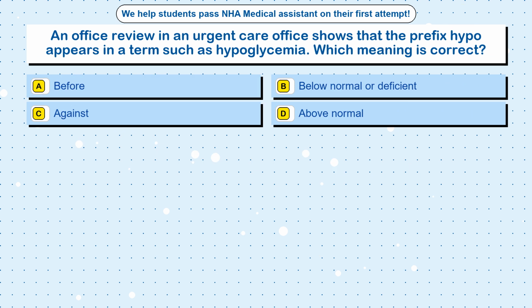Question 44. An office review in an urgent care office shows that the prefix hypo appears in a term such as hypoglycemia. Which meaning is correct? Option A, before. Option B, below normal or deficient. Option C, against. Option D, above normal.